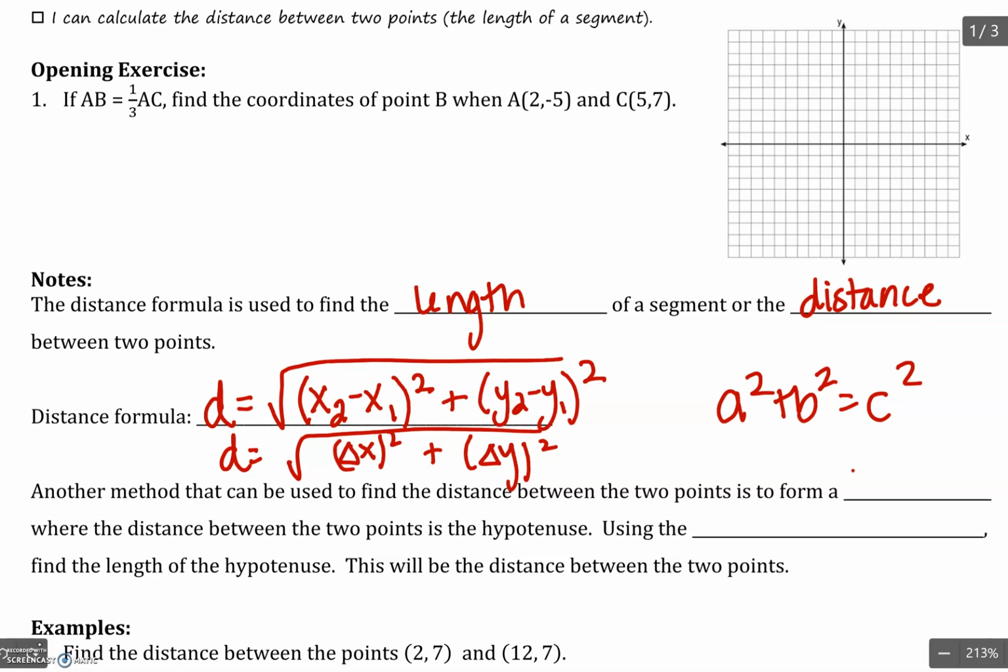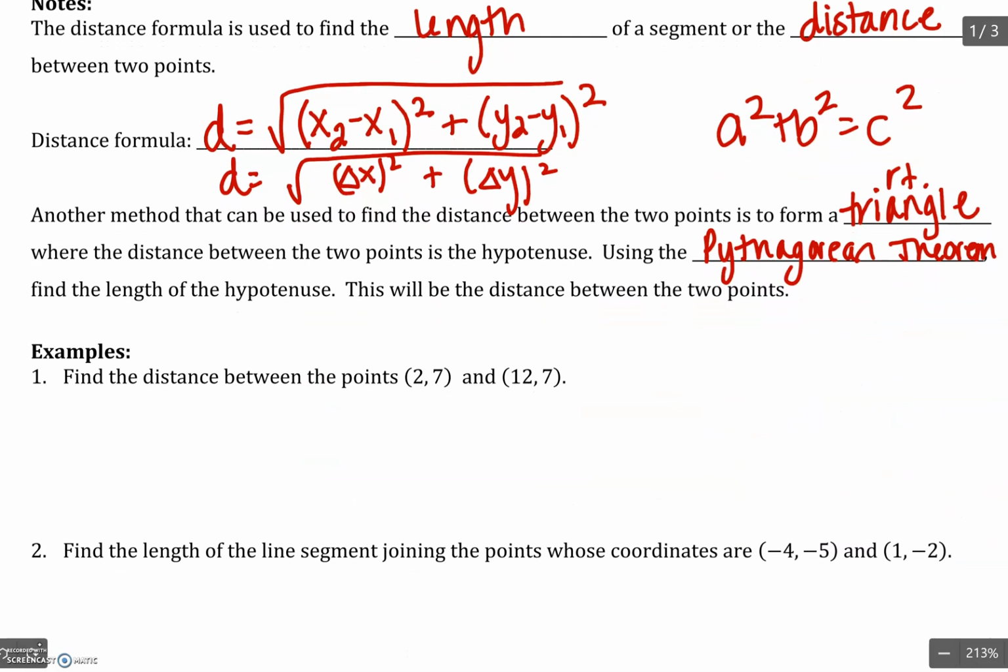Okay, so if you want to do that, you form a triangle where the distance between the 2 points is the hypotenuse, so it would be a right triangle, and then we use the Pythagorean theorem to find the length that way. So if we're going to use the distance formula, we're going to just substitute in, and this is fine as long as you remember it.